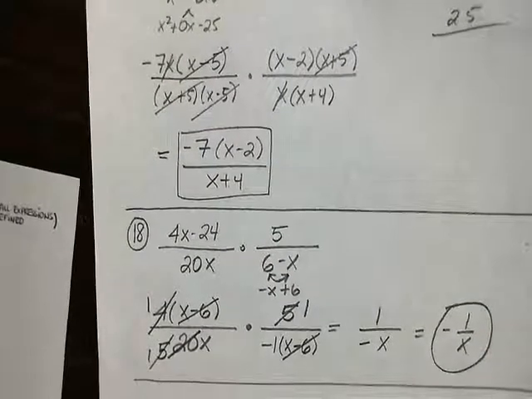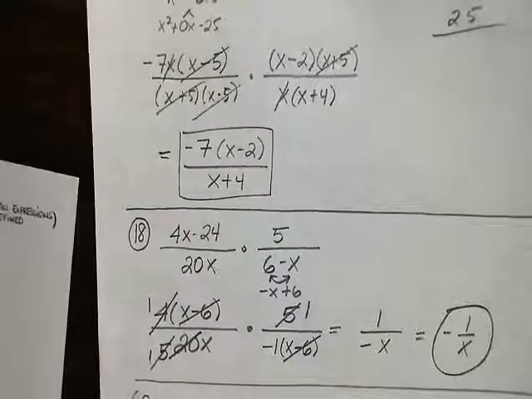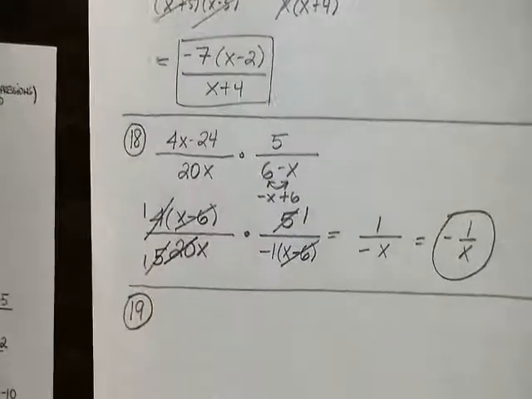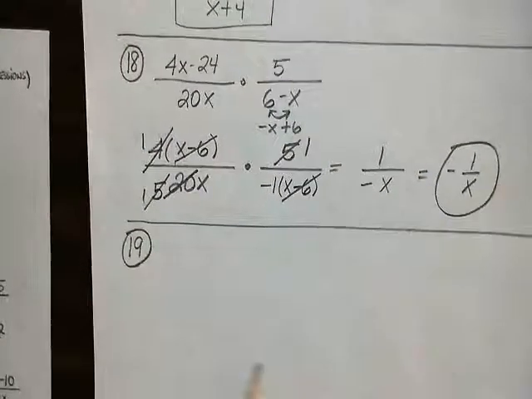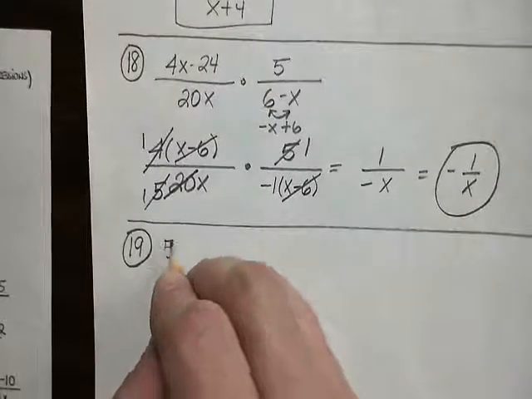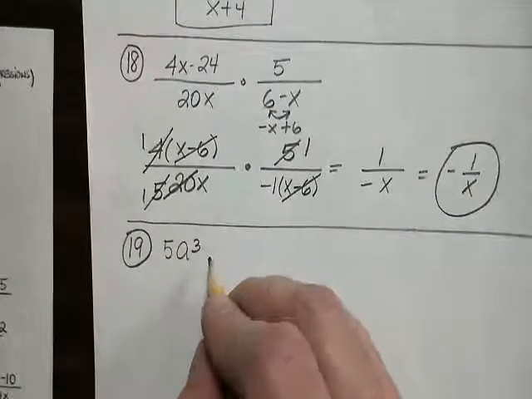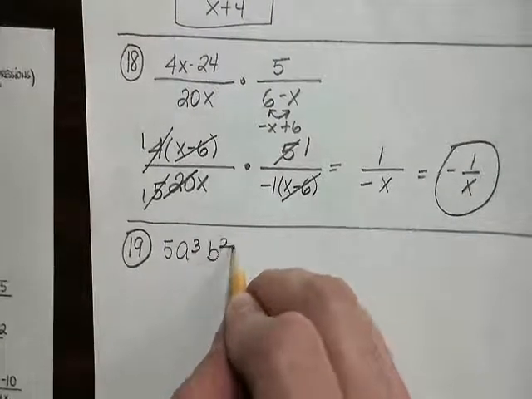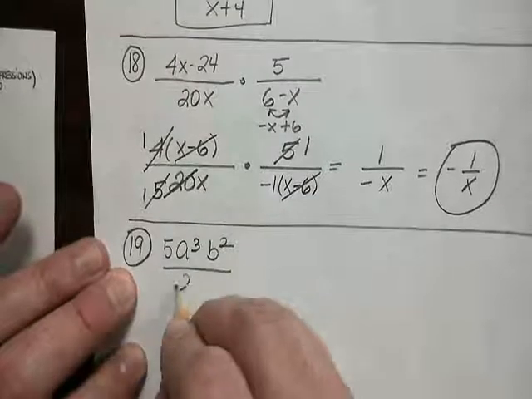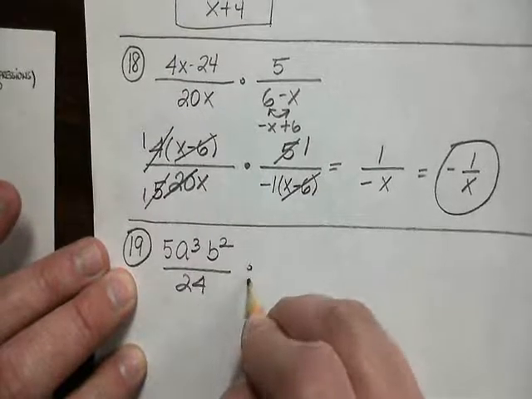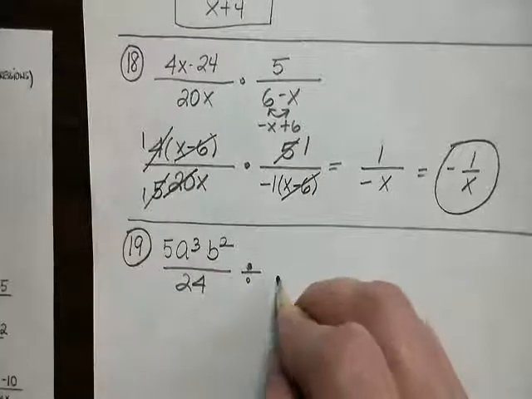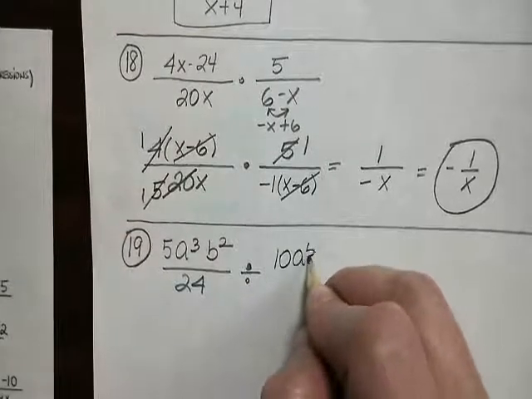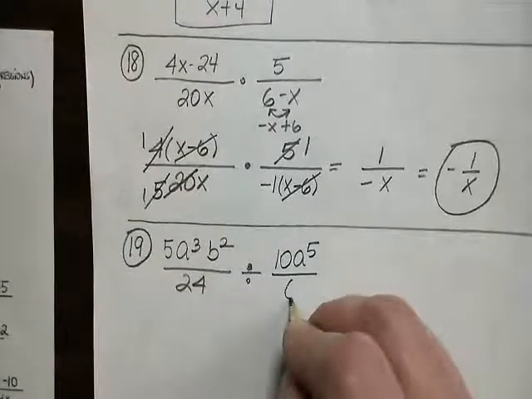Alright, very well. Let's do number 19. Number 19 is 5a cubed b squared over 24 divided by 10a to the 5th over 6.